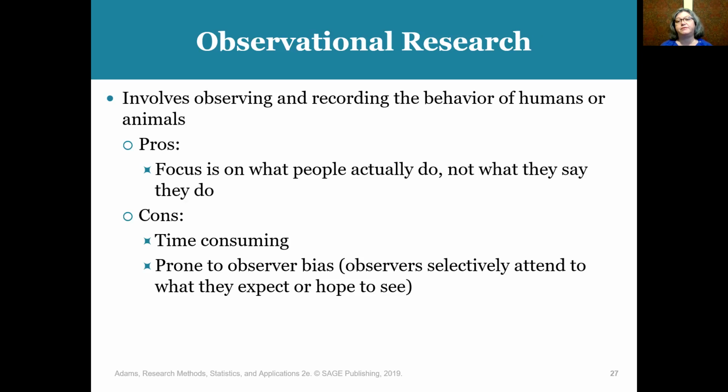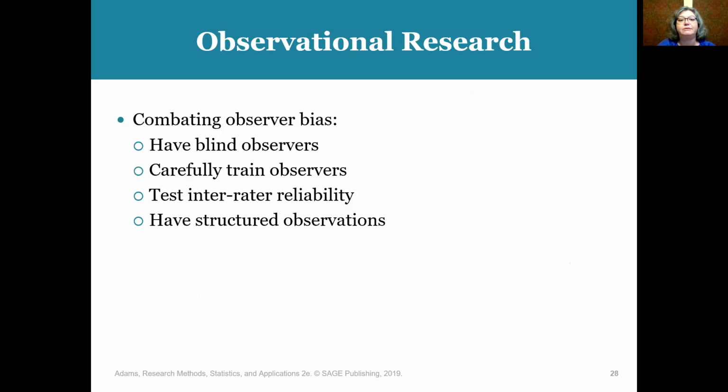The problem, obviously, with observational research is that it can be very time consuming, and it could potentially be prone to observer bias. Sometimes the observers are well trained and they still miss things. Let's say they're trying to count how many times a kid on the playground hits another kid. One person counted 7 times, one person counted 6 times. So observers can miss things, they can misconstrue things, not on purpose, of course, but we're all humans and we're looking at the world through our human eyes, and our human eyes definitely have biases at times.